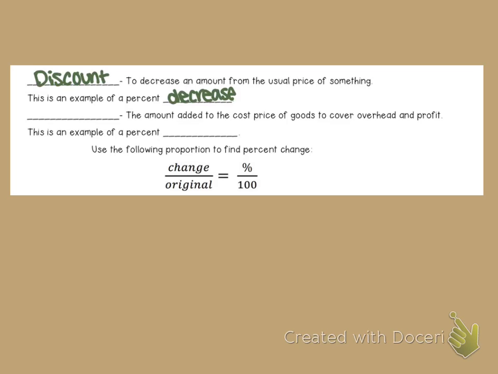And then we have a markup, which is the amount added to the cost of goods to cover overhead and profit. This is an example of a percent increase. So this right here is our proportion that we will use when finding a percent decrease and a percent increase.